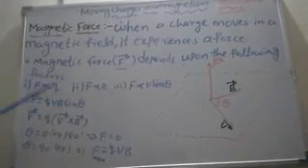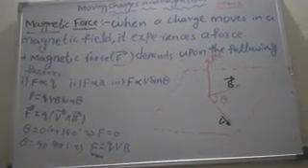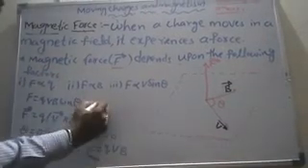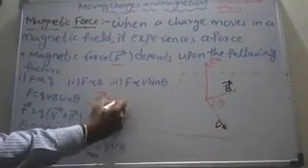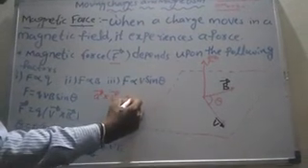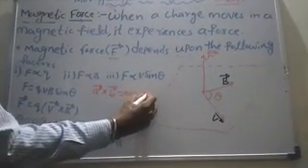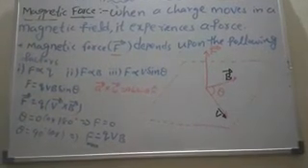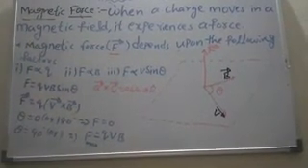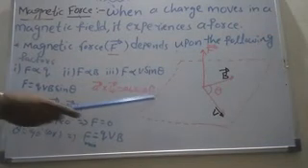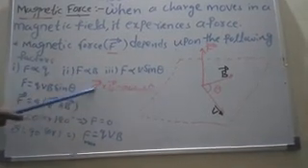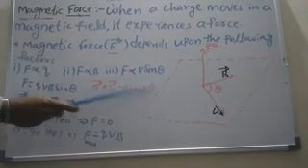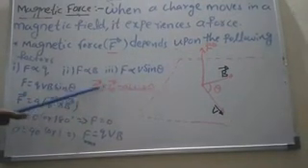Vectors, A bar cross B bar is equal to AB sin theta into n cap. That is the cross product of two vectors. What is n cap? N cap is the direction of A bar cross B bar. What is the n cap direction? It is perpendicular to the plane containing A bar and B bar.